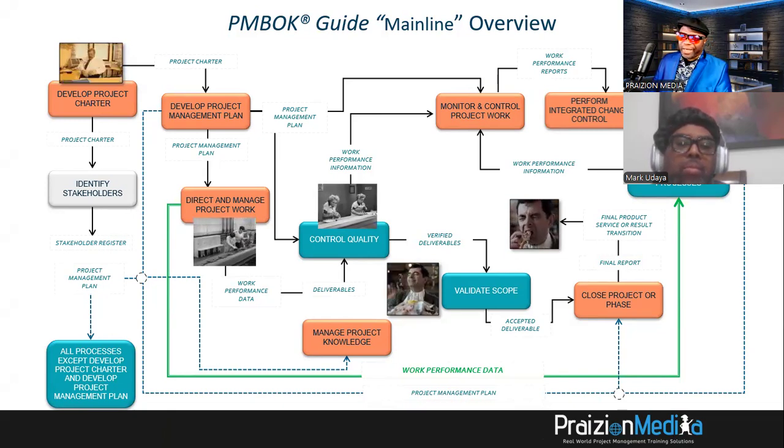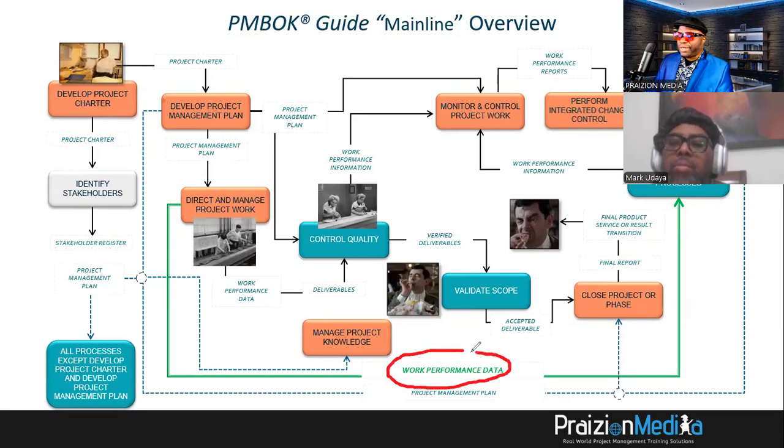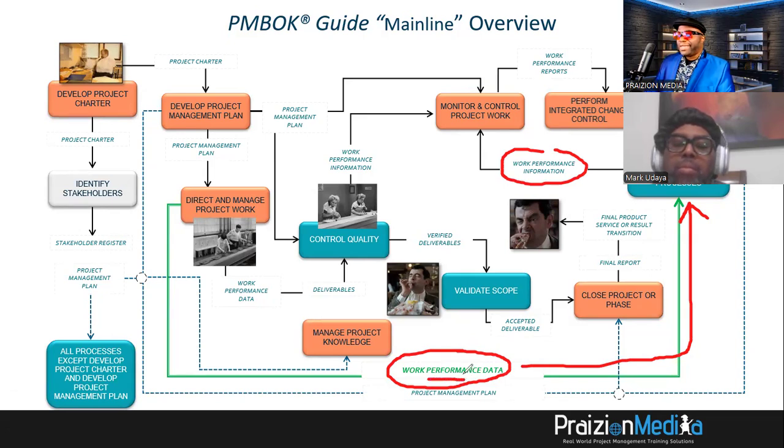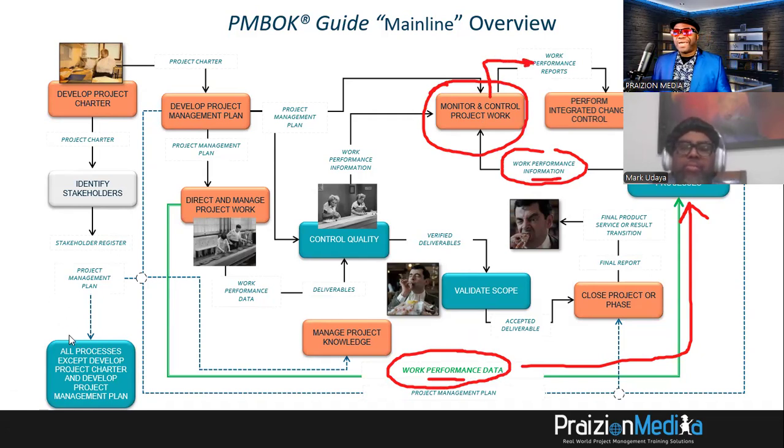So, if you wanted to keep your eye on the minutia that is happening here, I wanted people to see that WPD, work performance data, becomes WPI. You see that green arrow? It's traveling to become the work performance information, which means you've analyzed the data in the lens of all the knowledge areas, and you have WPI that pertains to the various knowledge areas. It gets put into monitor and control project work, and then you weed it and distill it and compile it into reports. And this, my friends, is what I call the PMBOK Guide mainline.